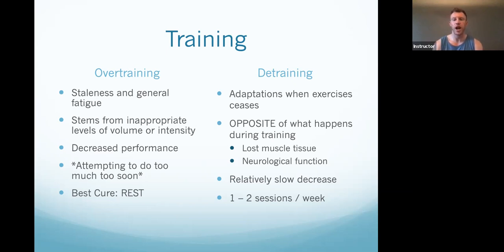Then you have detraining, where the adaptations seem to cease. So then you get the opposite of what happens during training. So you lose muscle tissue, your neurological function decreases. This tends to slowly decrease, or it's a slower decrease compared to overtraining. And again, if you keep it between 1 and 2 training sessions a week to start, you can tend to keep that detraining from happening. So this would be like after football season, we were told to rest for 2 or 3 weeks. And so you would start to lose those gains that you had either during season or right before season started. So keeping at least 1 to 2 sessions will keep you from that detraining aspect.